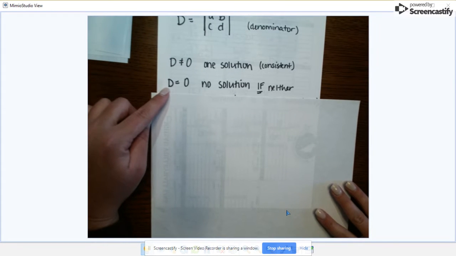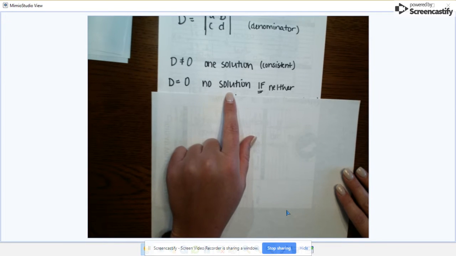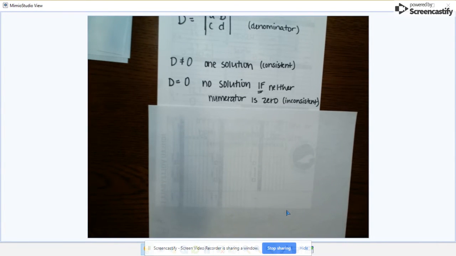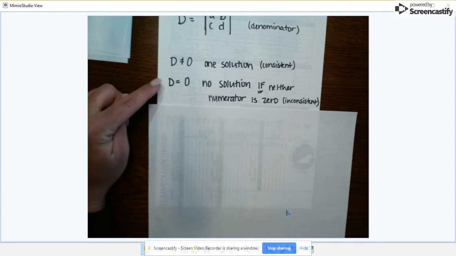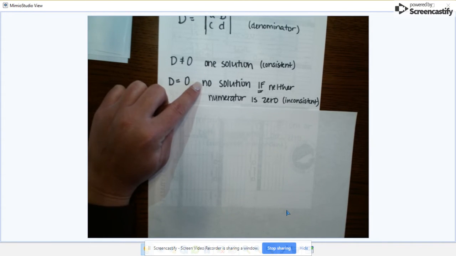If it equals 0, there are a couple different scenarios. The first one, we would have no solution if neither of our numerators are 0. So if you get something like 10 over 0 as your x and then -7 over 0 as your y, we know we can't divide by 0, so we come to this rule and we say that our answer would be no solution.